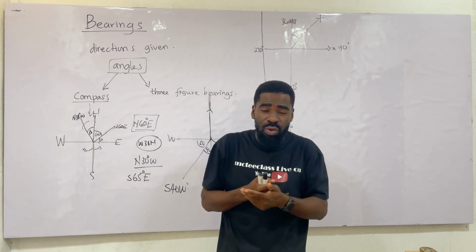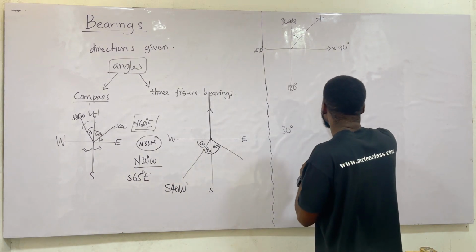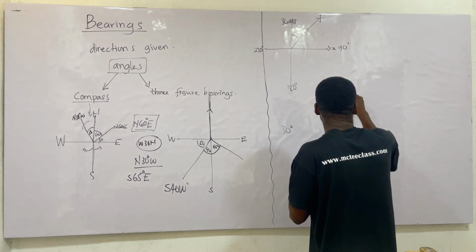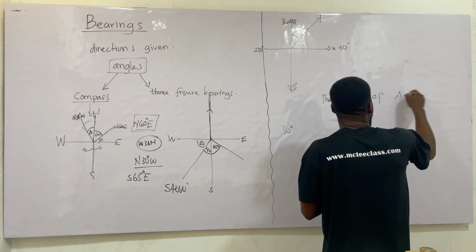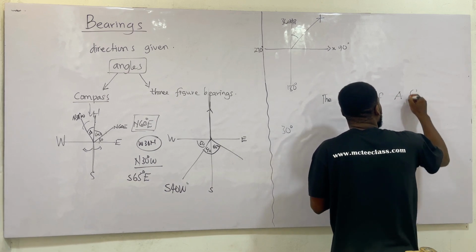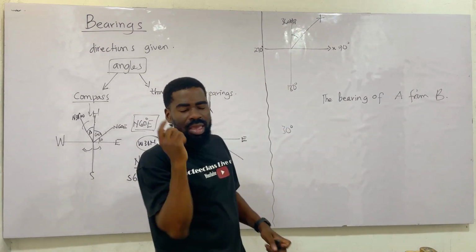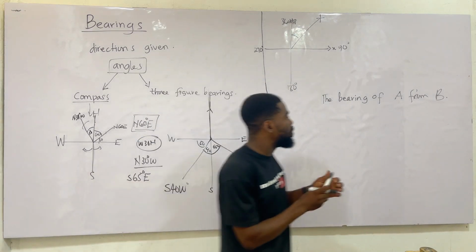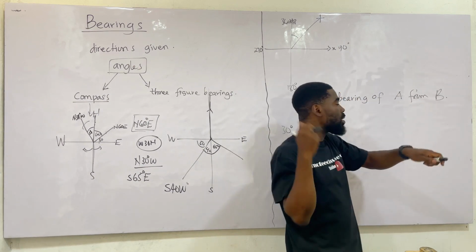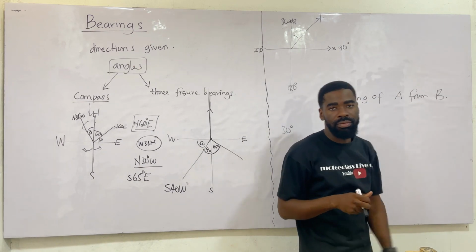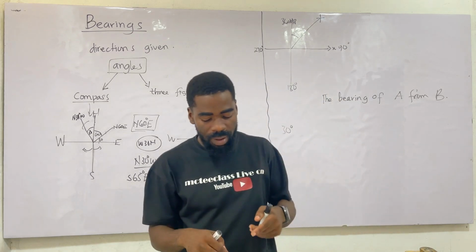Very important to you and to me that you know that if I read a question and I'm told the bearing of A from B, the bearing of A from B, that means that B is our start point. Because we are coming from B and we are going to where? To A. Right. These are the things one needs to understand and make clear in the note.